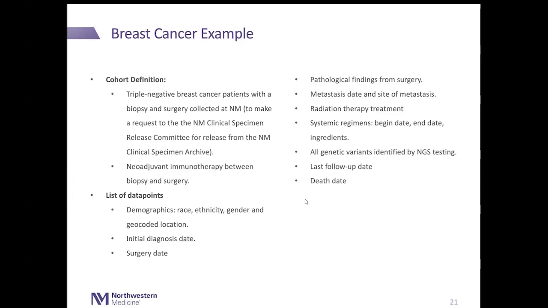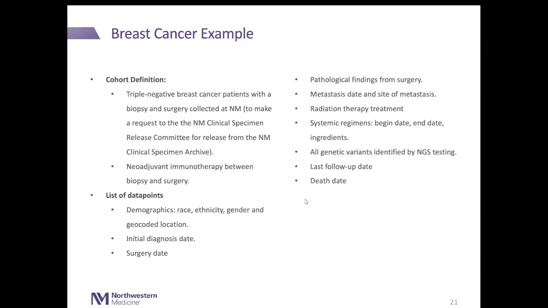I'm not sure if everybody knows about it, but you can request specimens from the clinical specimen archive to be used for research purposes. In order to do that, we have to give the accession numbers to PathCore, and then PathCore makes the request on behalf of the investigator, and a request also has to be made by the investigator to the release committee. In this case, that's what we're trying to do: identify specific pathology cases to be released. And then they also wanted to have neoadjuvant immunotherapy between the biopsy and the surgery.